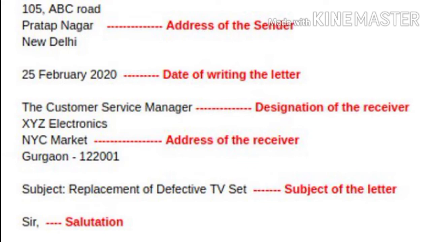Okay, then below that is the receiver's address. So how do you write the receiver's address? Always the receiver's address starts with the designation of the receiver whom you are writing the letter to. Here it is the customer service manager. You can put it as the customer service manager or simply the manager, or you can put it as customer service executive, or you can put it as the complaint cell manager, anything. The designation should be mentioned first, and then the address of the receiver. What is the address of the receiver? Definitely the name of the shop should be there, where it is located and the place. So here it is XYZ Electronics, NYC Market, Gurgaon, and the PIN number is there. Even if you don't write the PIN number, it is okay.